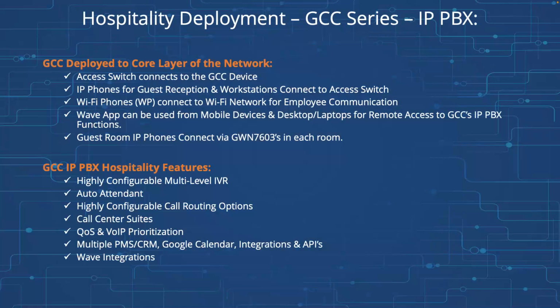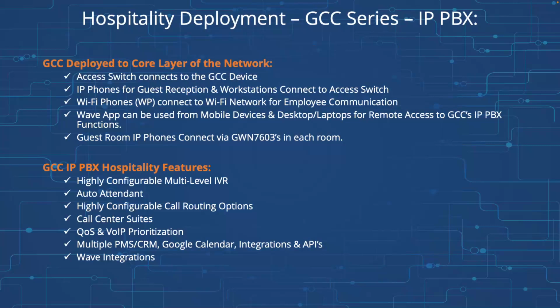And the second category that I want to cover in deploying GCC into the hospitality industry is going to be the IP-PBX, or the communication functions. So again, in this example, the GCC device is connected to the core of the network, and then we're going to connect a separate access switch to the GCC Ethernet ports for all of the IP phones. And then you can connect your IP phones for the guest reception and the workstations to that access switch.